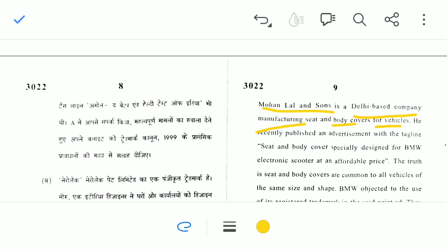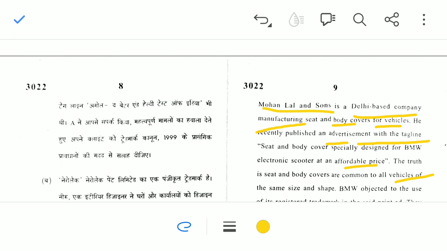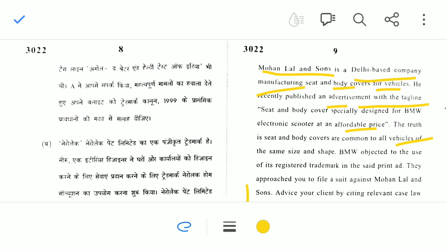He recently published an advertisement with the tagline "Seat and body covers specially designed for BMW electronic scooter at an affordable price." The truth is, seat and body covers are common to all vehicles of the same size and shape.